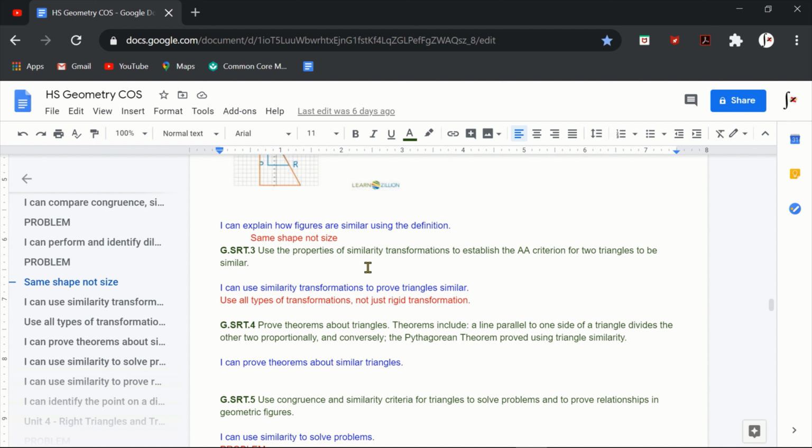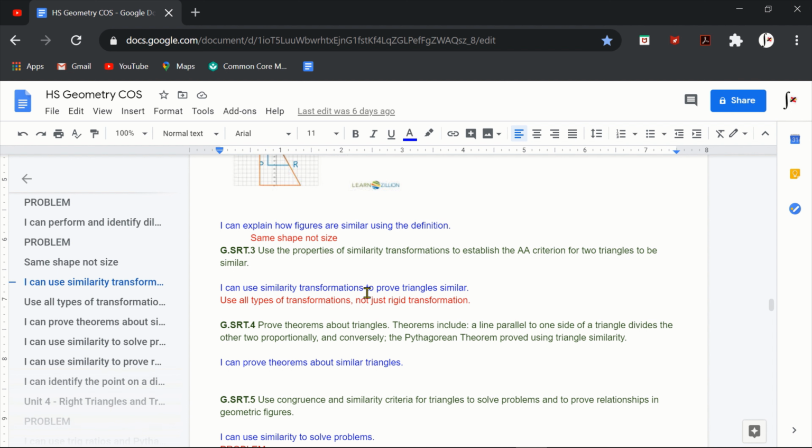Okay. So I can use similarity transformations to prove triangles are similar. As long as you can map one shape onto another shape using dilation, then you're fine.